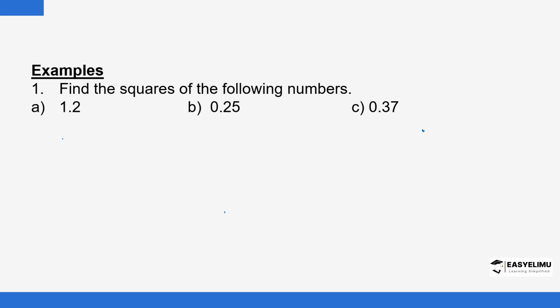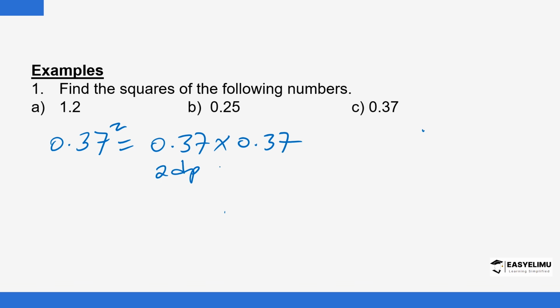Again, you have 0.37 squared. So 0.37 by 0.37. Again, 2 decimal places. 2 decimal places here plus 2 decimal places here is equal to how many? 4. So we'll have 4 decimal places. So I'll just multiply 37 by 37. So 7 by 7 is 49, 9 carry 4. 7 by 3 is 21 plus 4 is 25.